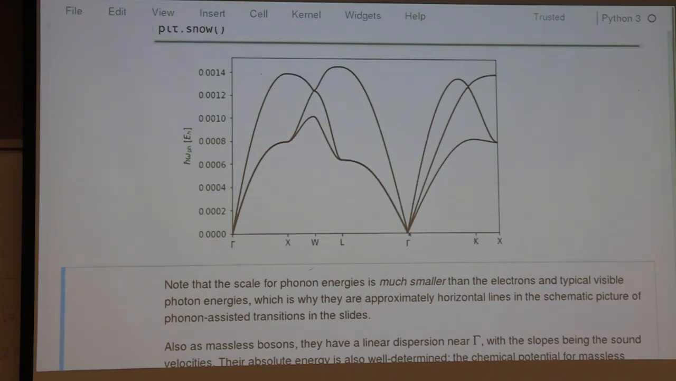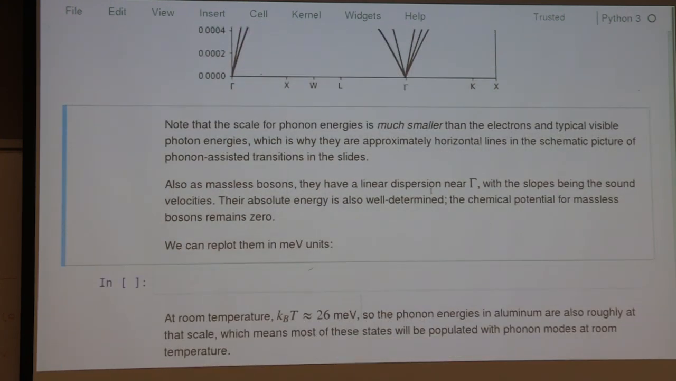And the slopes that you have right here correspond to the sound velocities, because these are the low frequency, the long wavelength oscillatory modes here, right? So the highest one here corresponds to longitudinal sound waves, which is what you're used to, and the lower ones are transverse sound waves, right?